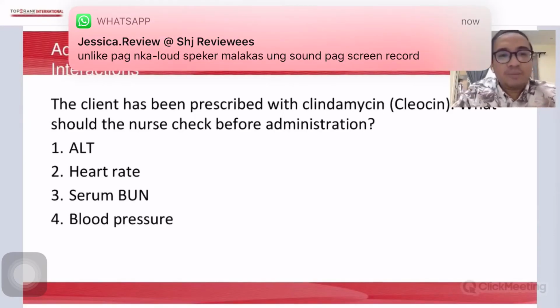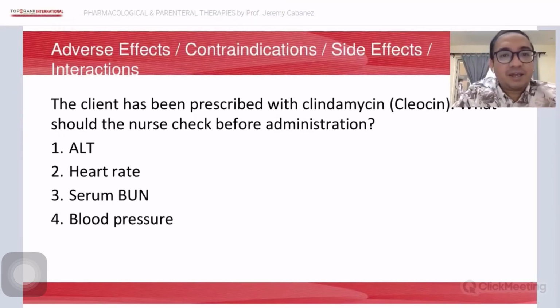Okay. So we'll be discussing about adverse effects, contraindications, side effects, and interactions of different drugs. Okay, let's read the question. Sabay-sabay po tayo. Ready, get set, go. The client has been prescribed with clindamycin, cleocin. What should the nurse check before administration? Okay, the main topic is all about clindamycin or cleocin. Guys, what is the classification of the drug?